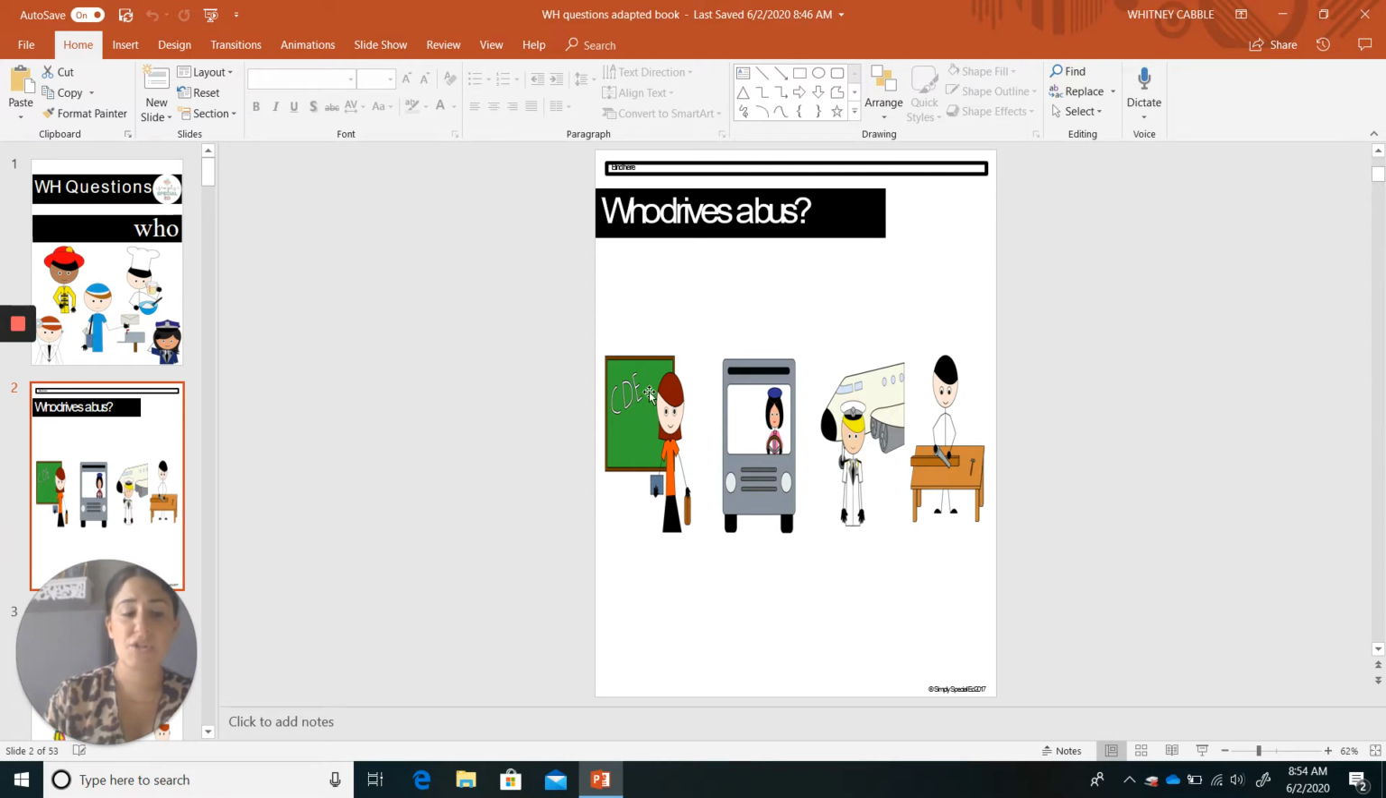This looks like a teacher. Does a teacher drive a bus? Does a bus driver drive a bus? Does an airplane pilot drive a bus? Does a carpenter drive a bus? He looks like he has tools in his hand. Who drives a bus? Point to the right person. If you pointed right here in the bus driver, you're right. Who drives a bus? A bus driver.